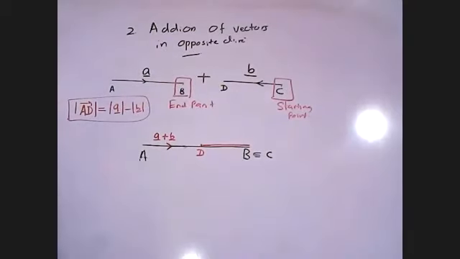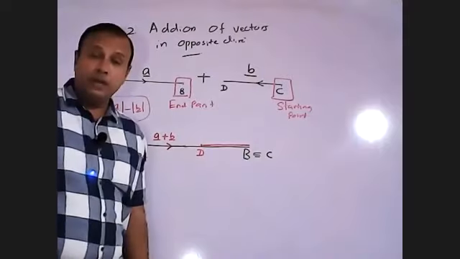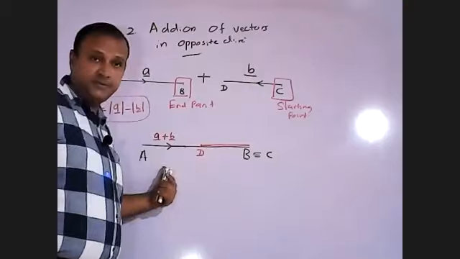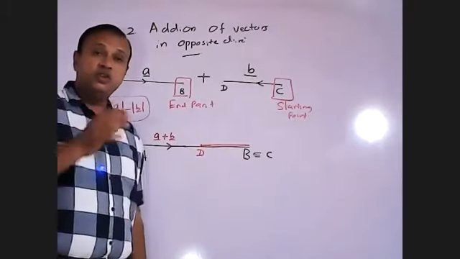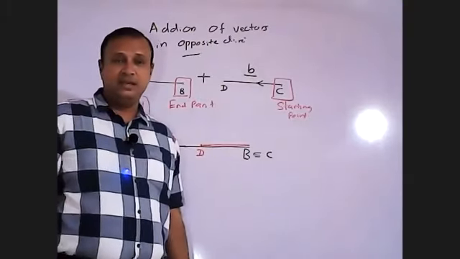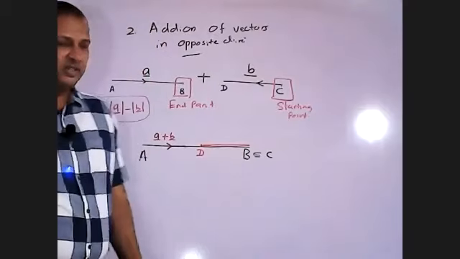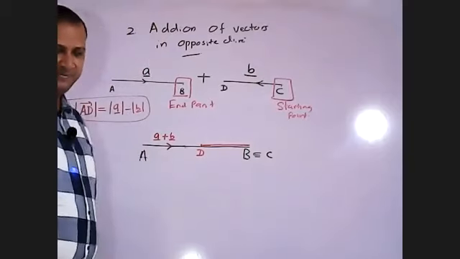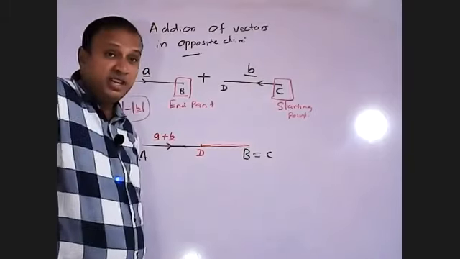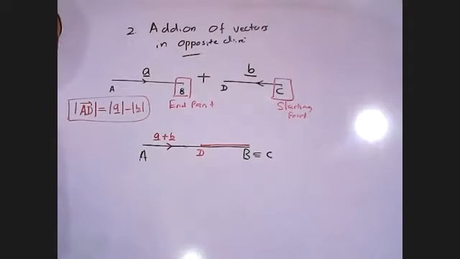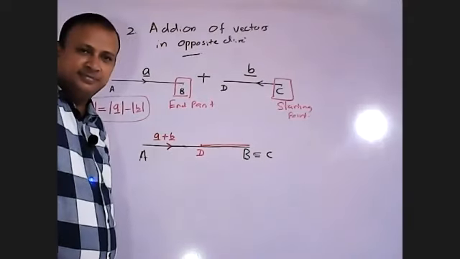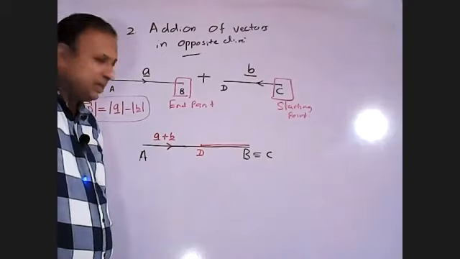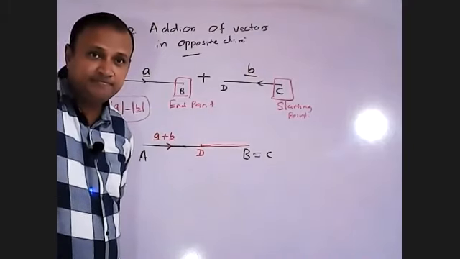Now we have calculated the magnitude of the resultant vector. Now we should find the direction. So what is the direction? Can anyone tell me? What is the direction of the resultant vector?